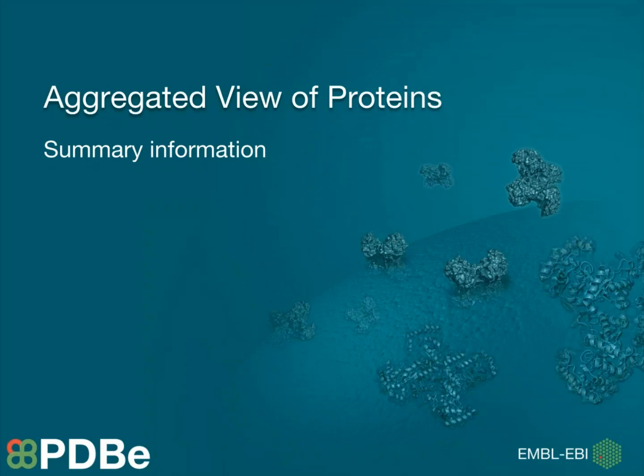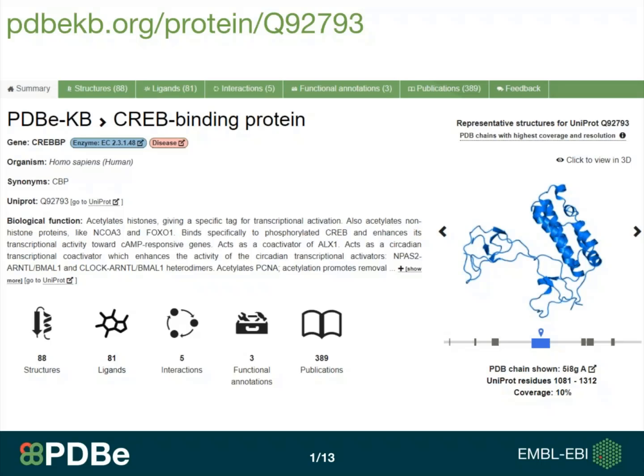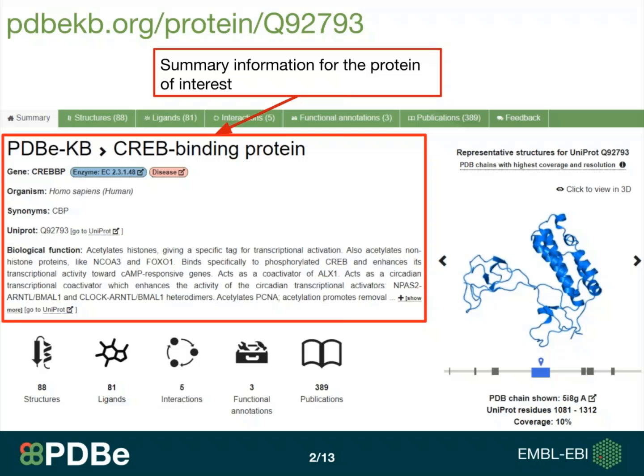These pages start with a summary section, which gives you an overview of the structural information that we have for a certain protein. For example, in this case, what you can see is we have a box which gives you a textual summary of this protein. You see the name of the protein, you see the gene name, and also flags for enzymes.